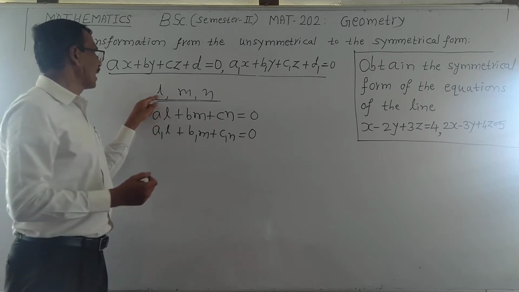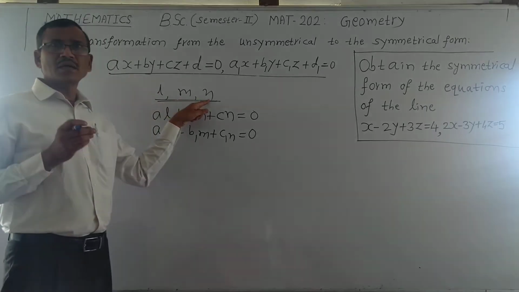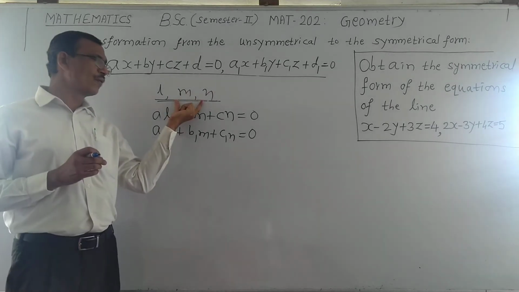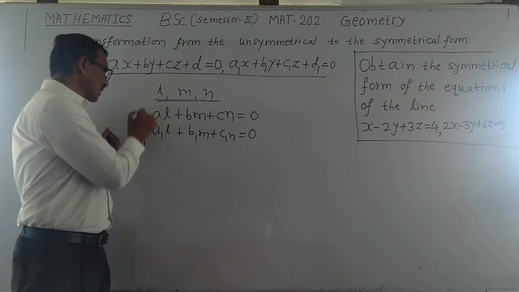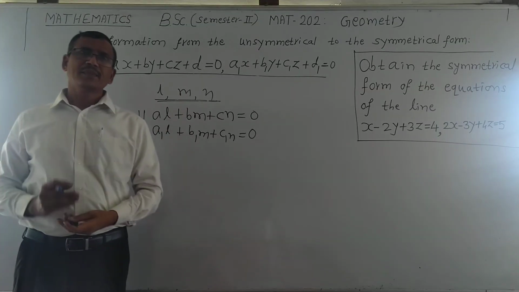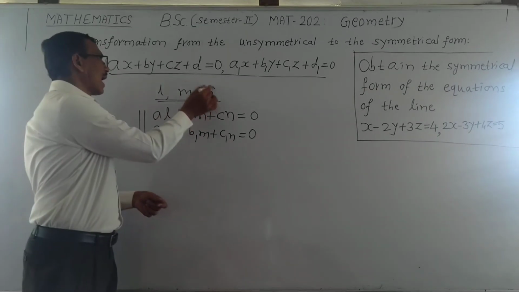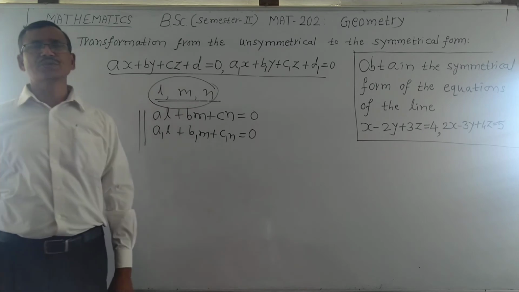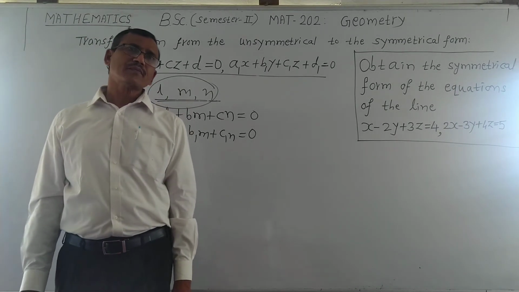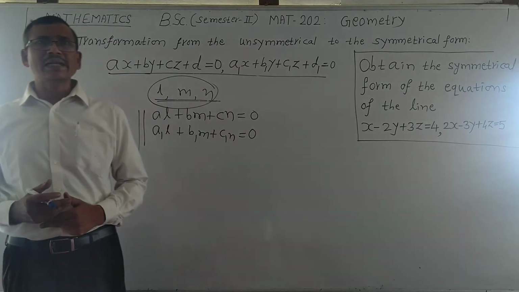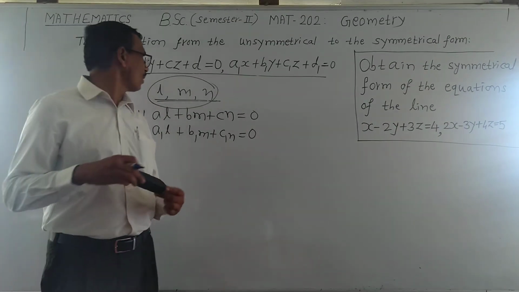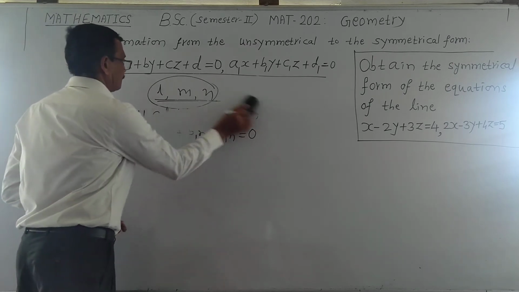We can determine the direction ratios of the given line, which are unknown to us. You can solve these two equations simultaneously and obtain the values of l, m, n. That means we get the direction ratios of the line. Now, secondly, we require the coordinates of any one point which lies on the line.